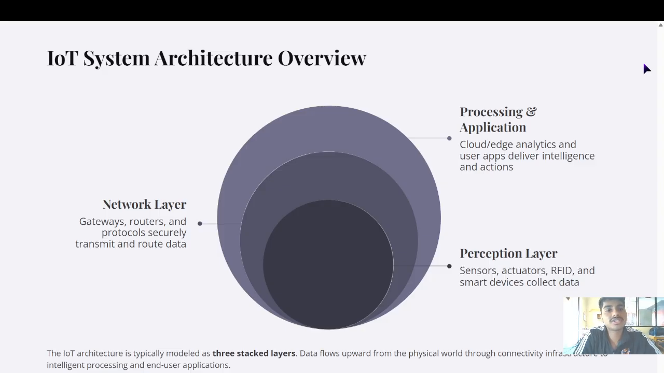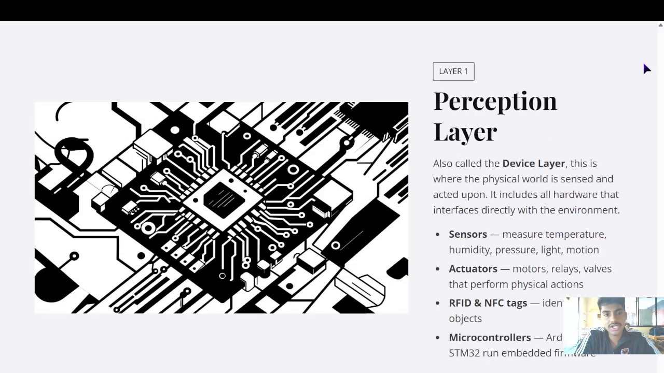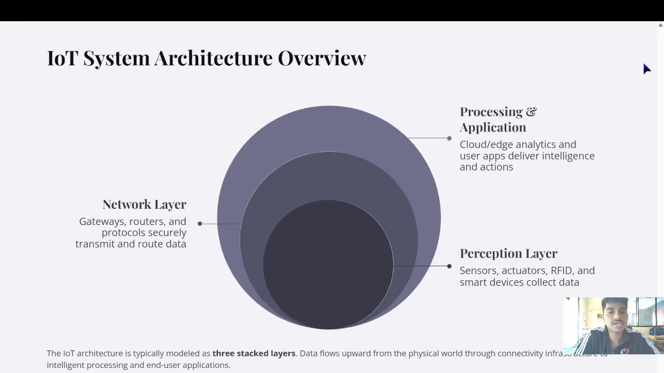Moving on to IoT system architecture, in the image you can see that we have divided it into three layers: processing and application, meaning the cloud, edge, analytics, and user applications, which deliver intelligence and actions. The networking layer, with gateways, routers, and protocols, securely transmits and routes data. The perception layer, with sensors and actuators. IoT architecture is typically in three layers, as I have discussed. The data flows from the physical environment upward through these layers until it becomes meaningful information for the users.